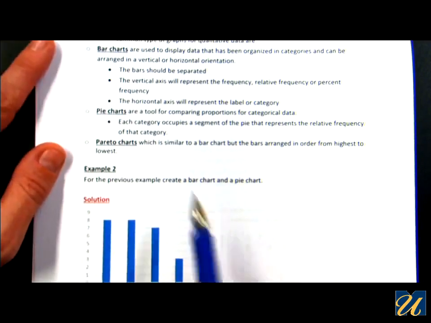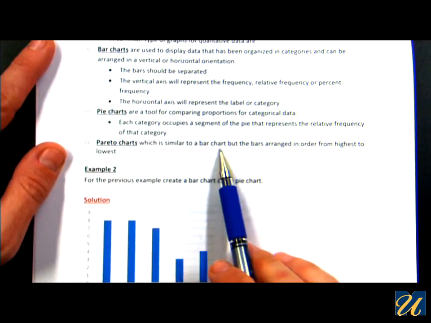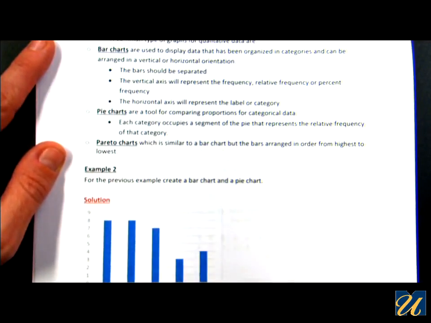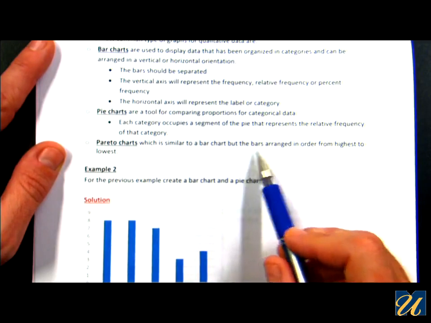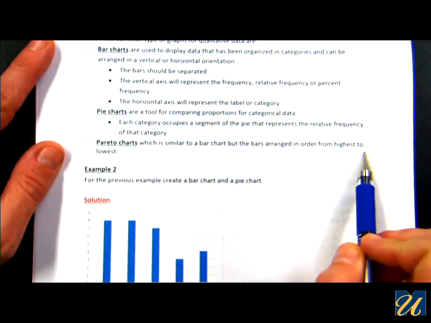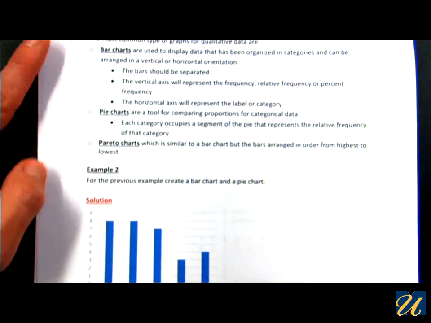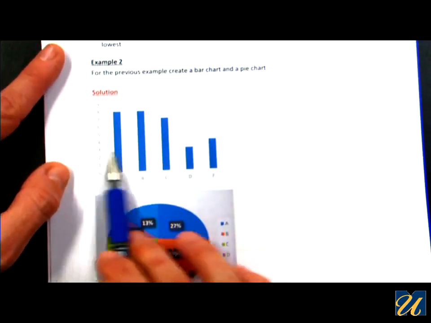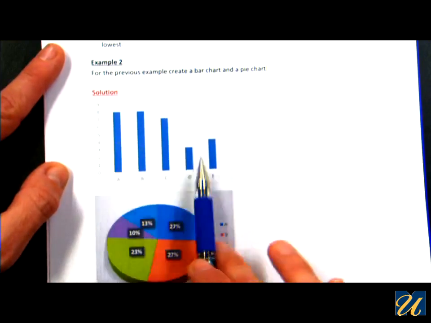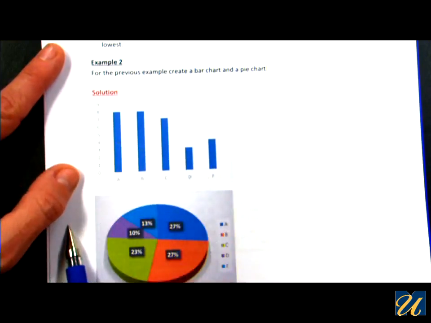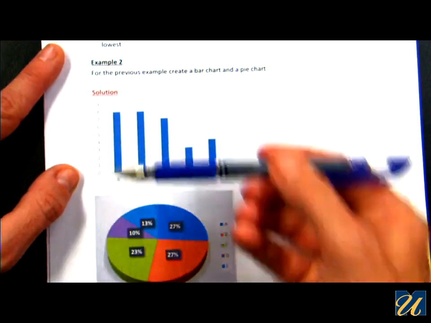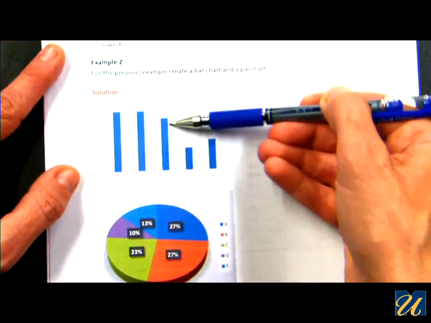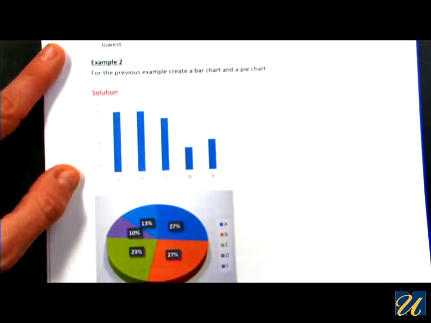A Pareto chart is very similar to the bar chart, but it's different in how it's presented. The bars are arranged in order from highest to lowest. So in this case, you have two different examples. You have your bar chart here based on the frequency distribution table that we mentioned before. You have the different grades here, and you extend the height of the bars based on the frequency. I have used frequency here for the bar chart.